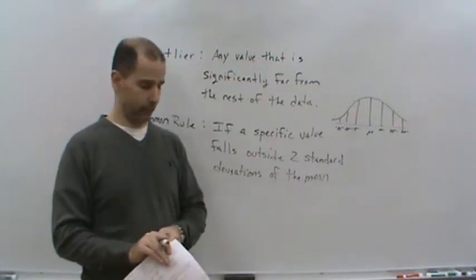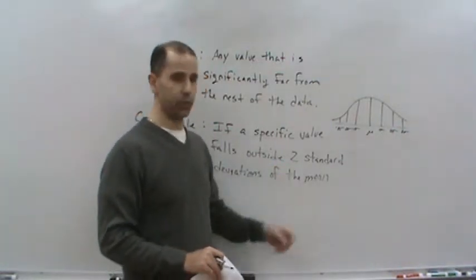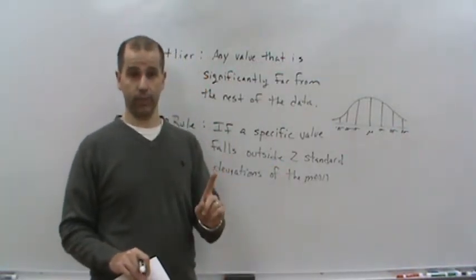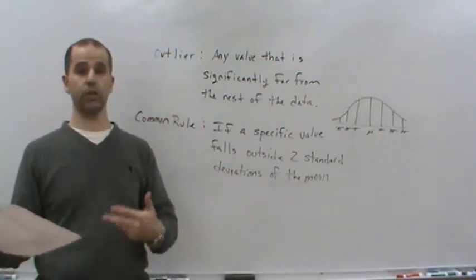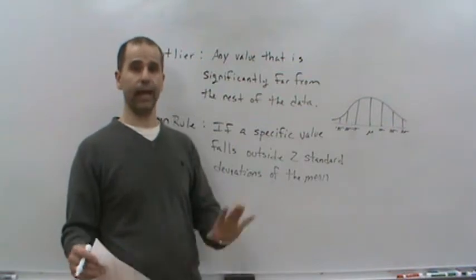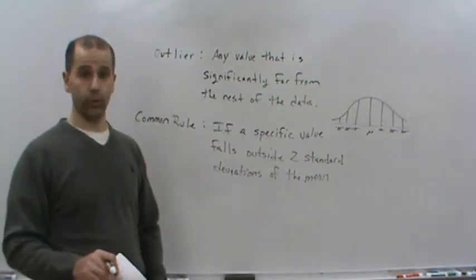Sometimes we even go out 3 standard deviations for outliers. Maybe 2 standard deviations would be unusual, 3 standard deviations could be an outlier. But again, that's the common rule that we use.